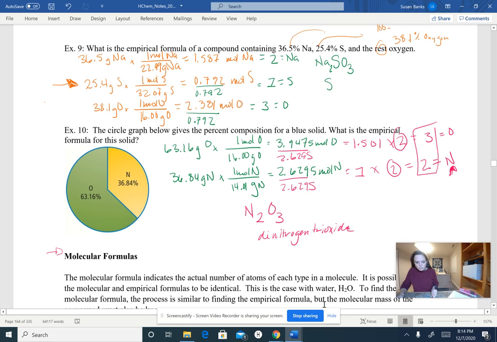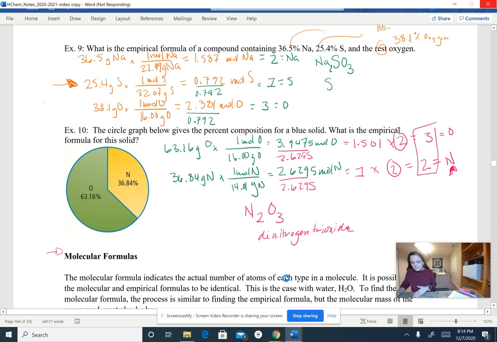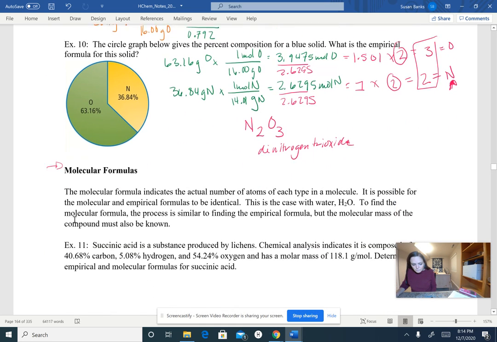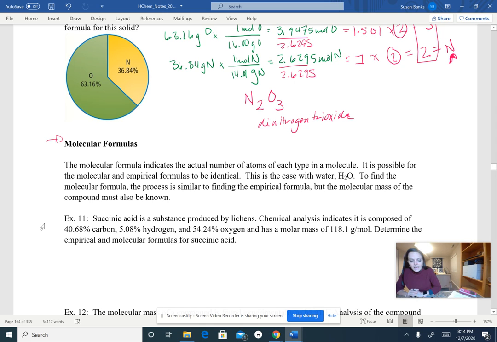All right, guys. So last time we talked about empirical formulas. This time we are going to take it a step farther and use empirical formulas to start generating molecular formulas. Molecular formulas indicate the actual number of atoms in each type of molecule, or the actual mole ratio in each mole of a molecule.